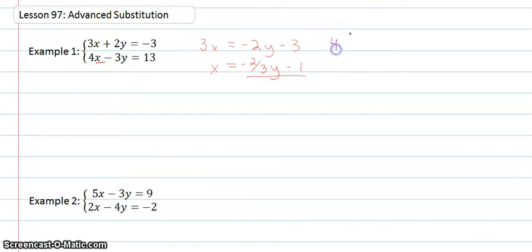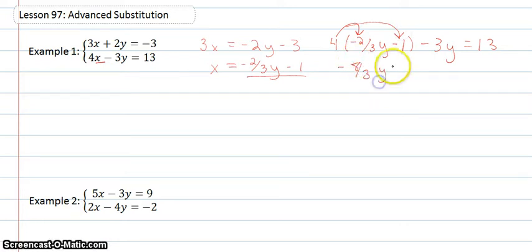Now I'm going to put this in place of this x here. So I have 4 times negative 2/3 y minus 1, then minus 3y equals 13. And I would multiply that 4 across. So I have negative 8/3 y minus 4 minus 3y equals 13.